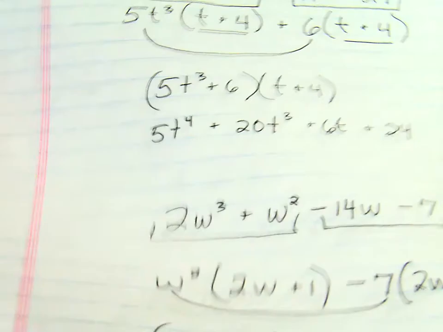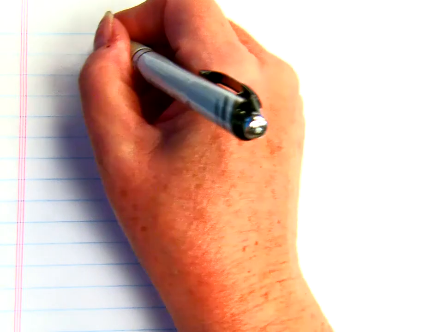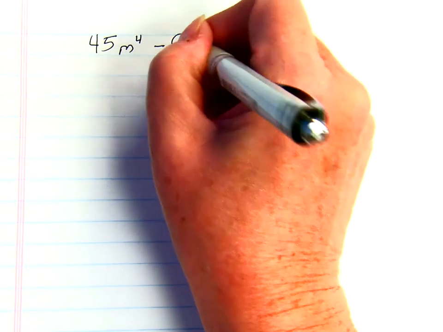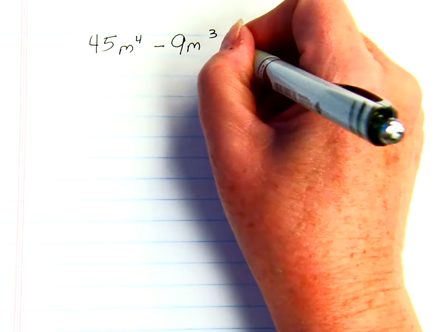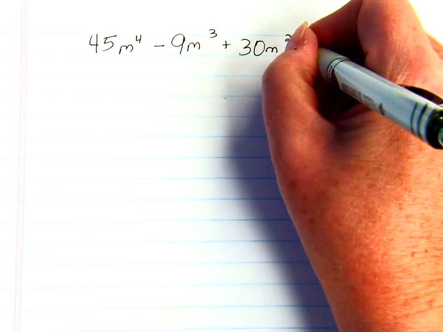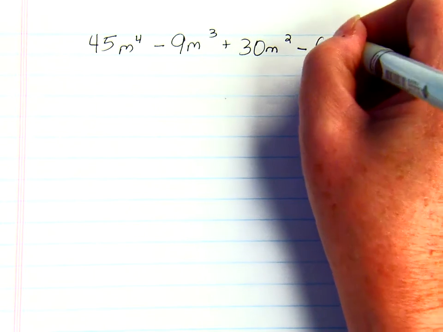What we're going to look at now is that sometimes you need to pull out a monomial first before you start all of this. Okay, so as we did in other lessons, we're going to look for that monomial to pull out. So we're going to look at the problem 45m to the 4th minus 9m cubed plus 30m squared minus 6m.